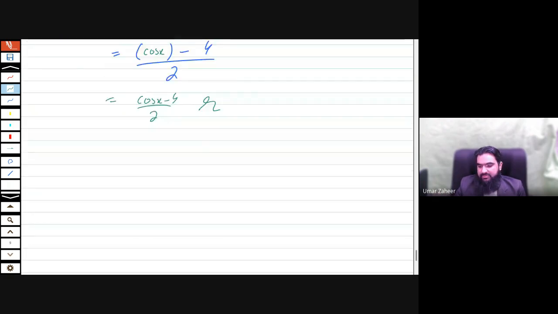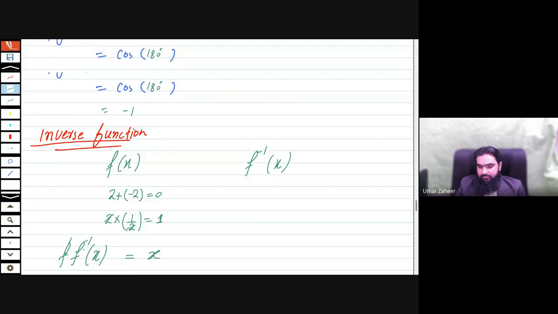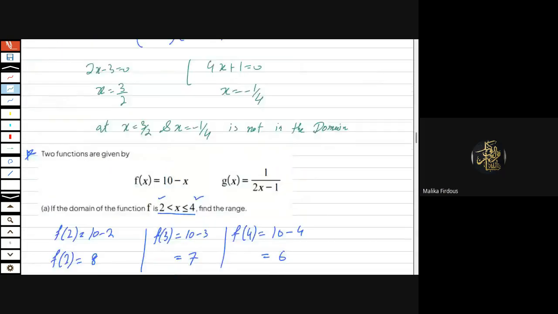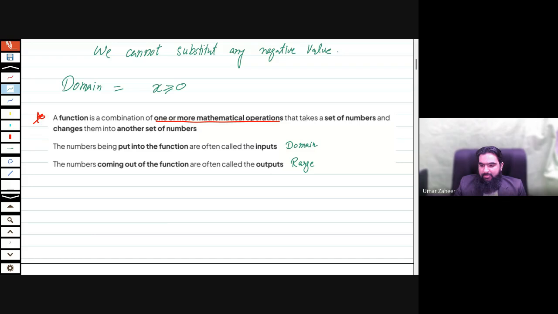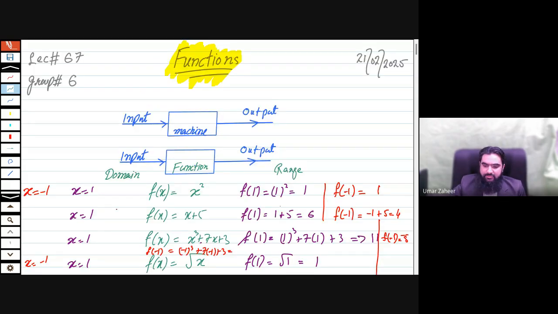Yes, everyone. Any question up to here? No, sir. So this is all about the functions. In the next class, we will do the queries and move to the graph of functions. Okay.